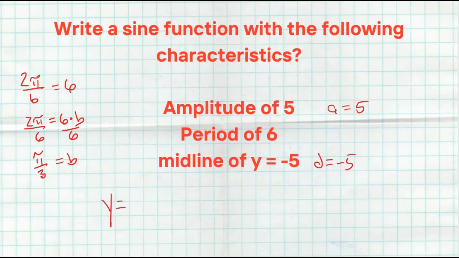So I wanted me to do a sine function. So I have 5 sine. And then I have the pi over 3 times x inside. It didn't say there was a horizontal translation left to right. And then I need minus 5 for my d value.